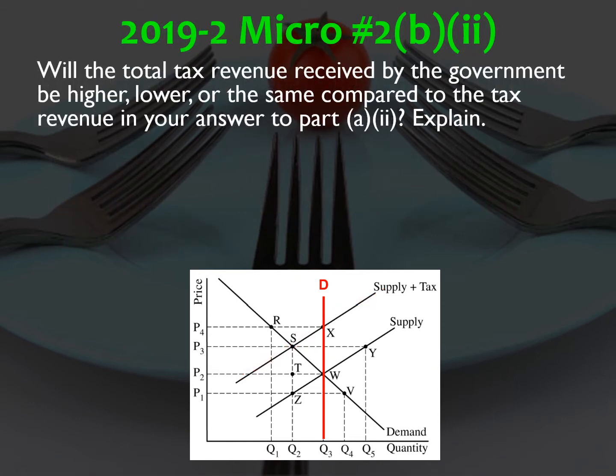B2, will the total tax revenue received by the government be higher, lower, or the same compared to the tax revenue in your answer to part A2? Explain. So there is the area of the original tax. I just basically shifted it up a little bit so you can kind of see where it is. So it's basically the same area.